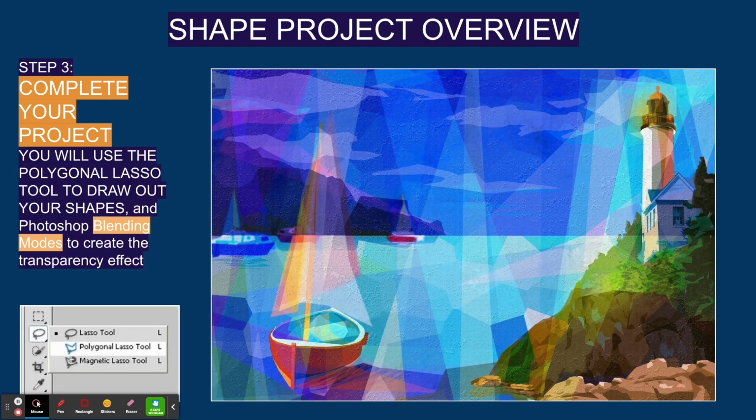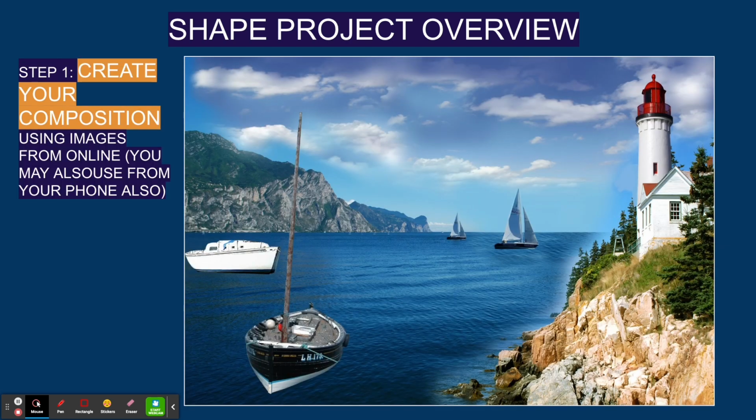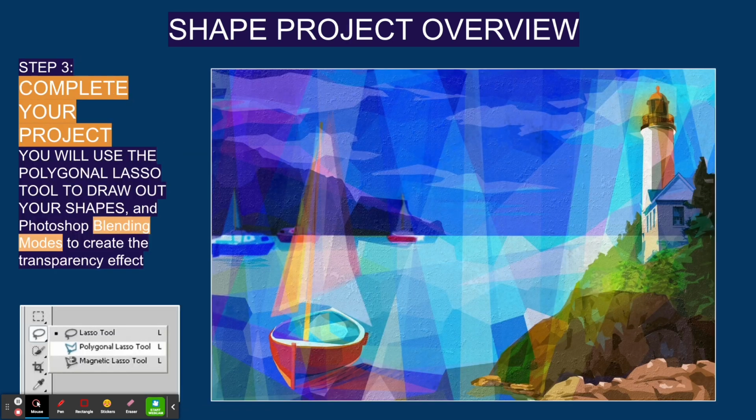And then this is a finished project example of that. So I went from here to this. So you complete your project, you will use the polygonal lasso tool, again, the polygonal lasso tool to draw out your shapes and Photoshop's blending modes to create the transparency effect. And that gives the effect that you can see through shapes down into the shapes below. And the more blending modes and the more layers you have, it gives it a lot of complexity and depth. Ends up looking really cool. And then here, of course, is the polygonal lasso tool.